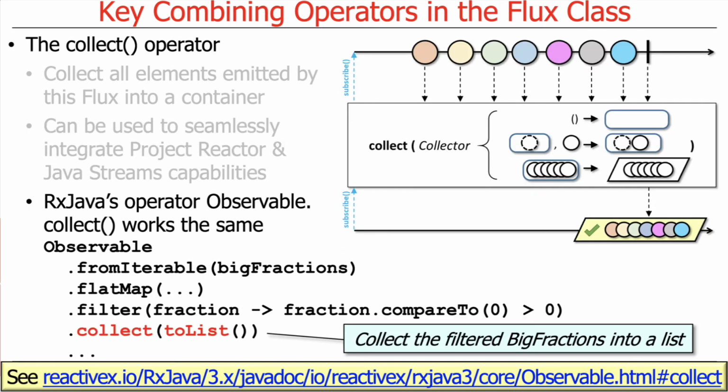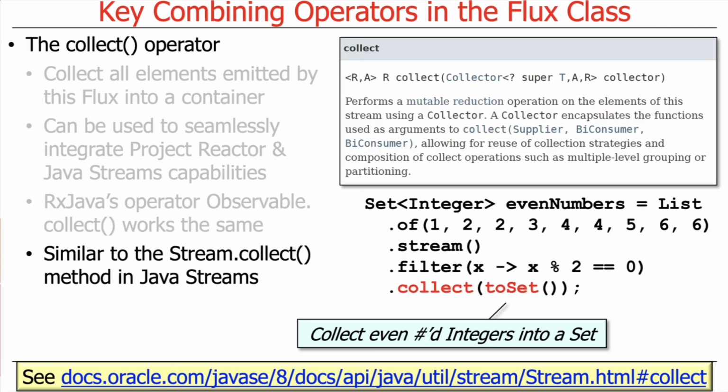And there's also this same mechanism in RxJava that we just saw. It's very similar to the collect method in Java Streams. And here's just an example where we collect these things into a set. So we collect even numbers into a set. Again, notice it's returning a Set of Integer, not an asynchronous type or reactive type like Mono. That's the main difference, because Java Streams is really more synchronous than asynchronous at its core.